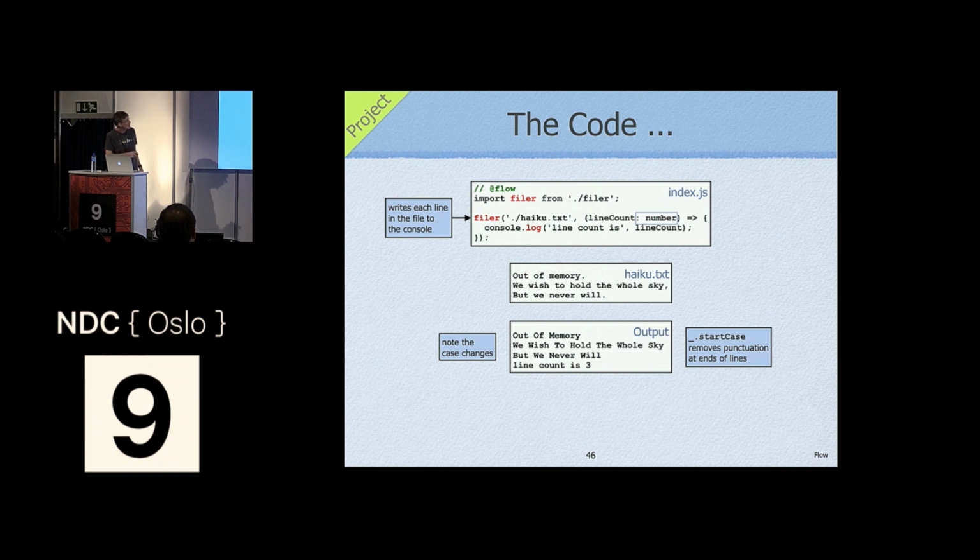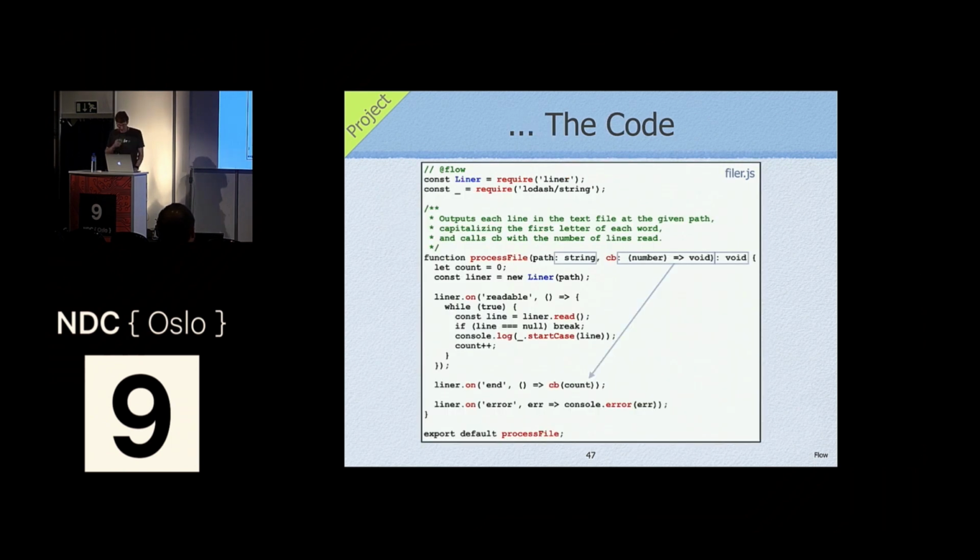And filer itself is going to read these lines and then output the same lines, but notice that the first letter of every word is uppercase. So very basic thing that I'm doing here. So let's look at the code for filer. Here we've got filer.js, and I'm pulling in the Liner module, and I'm pulling in the Lodash string module. And then I have this one function that I'm exporting at the bottom, process file. And so here we have some flow annotations. Path is a string, and then the callback is a function with this signature. It expects a number, and it returns nothing. And then this function, process file, returns nothing. And so its type is void.